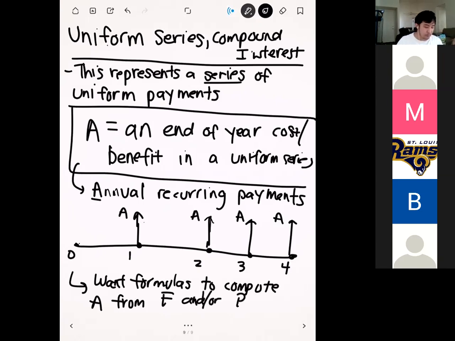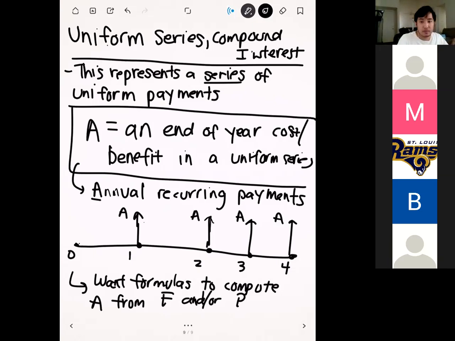Okay. And this is really useful. Say that your friend wants to borrow $5,000 from you, but he doesn't want to wait until the end to pay it back. If he's going to pay you every year for that $5,000 with the 8% interest, then he wants to compute how much he has to pay. These formulas are going to allow us to do that. Okay. All right. Are there any questions on this? On just the concept of a uniform series?